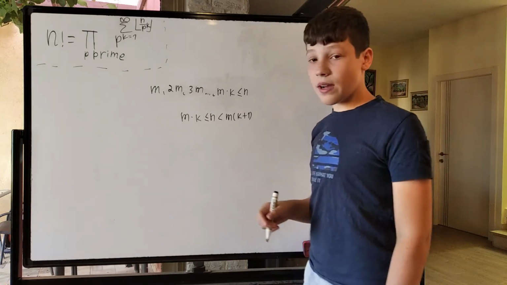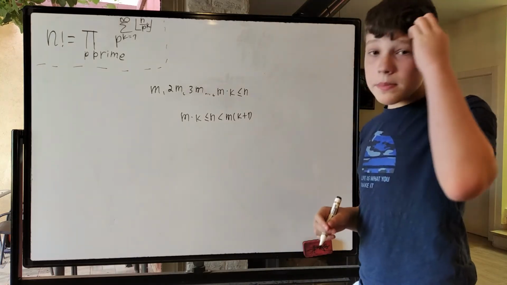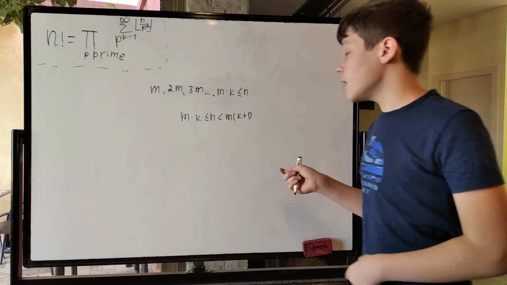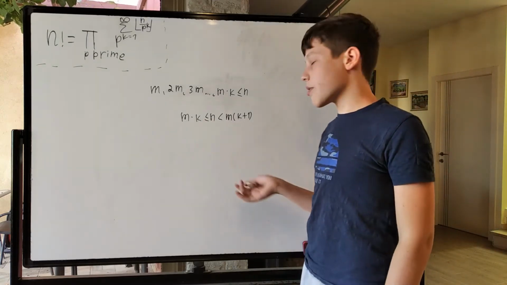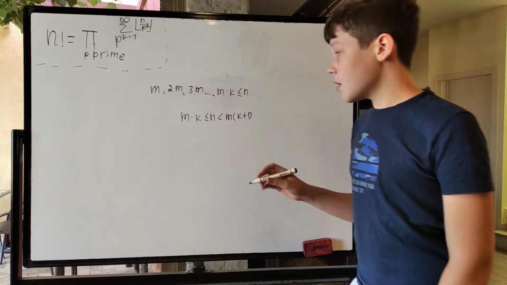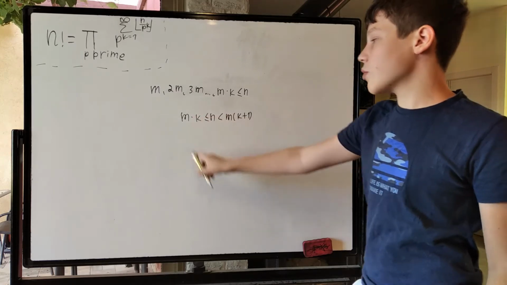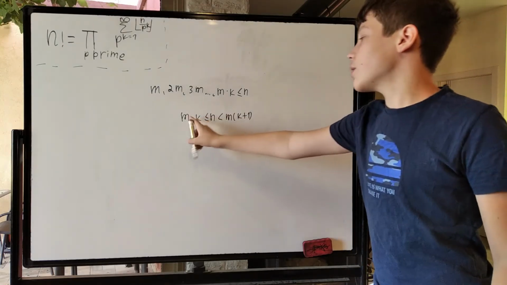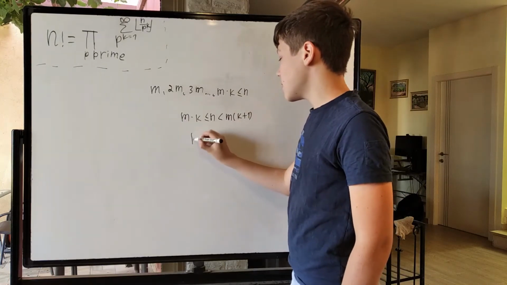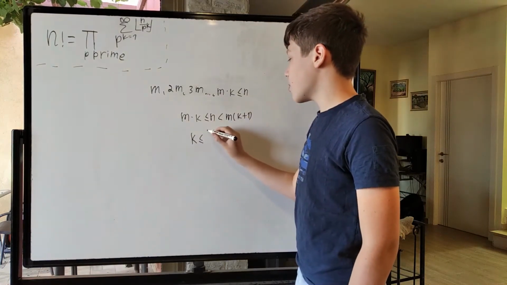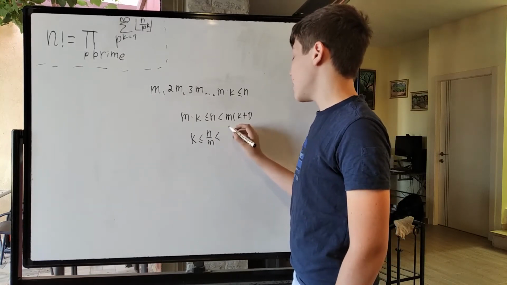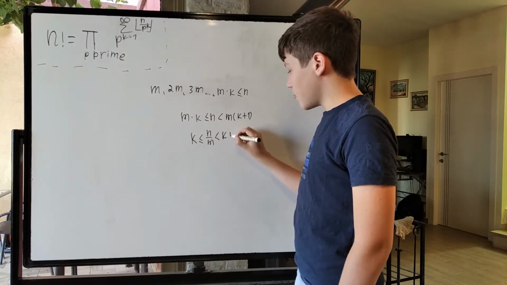So now we have this equation, and we want to find k. It seems a little impossible because we want k is equal to something, and here we only have smaller than or equal to, but here's how we do it. So first of all, we're going to divide by m to get rid of these m's in the front. So we get k is smaller than or equal to n divided by m, which is smaller than k plus 1.